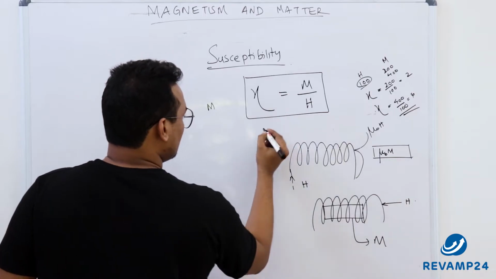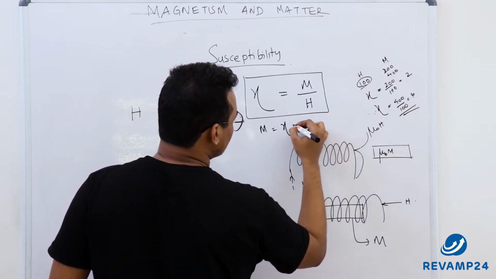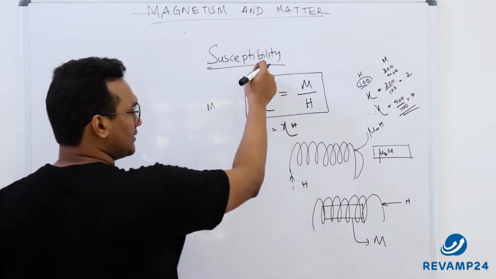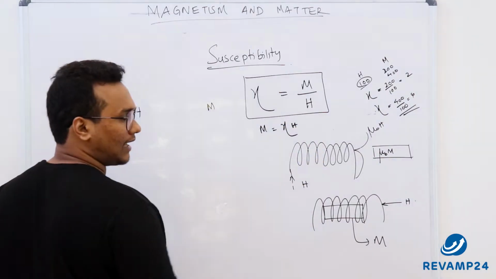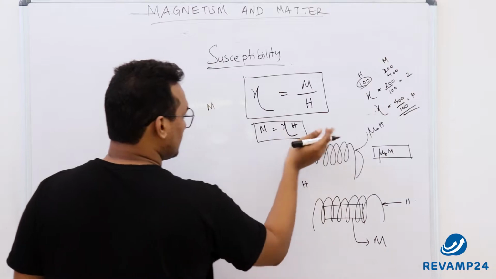So from here I can simply get one more relation. Susceptibility will be represented in this way: chi. So M is equal to susceptibility into H.